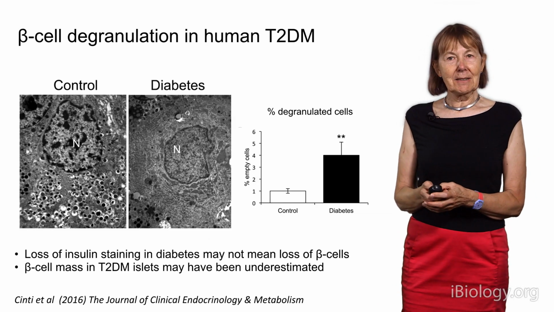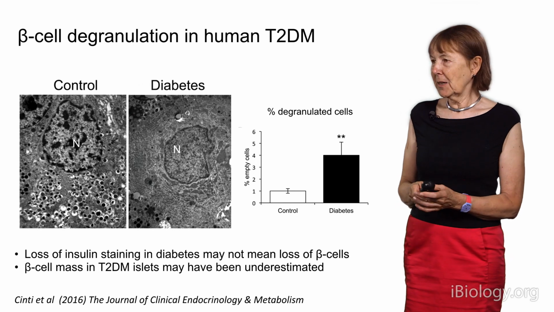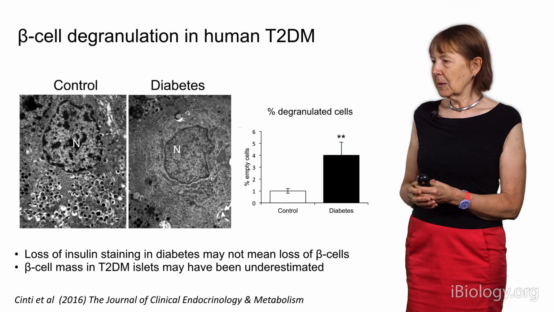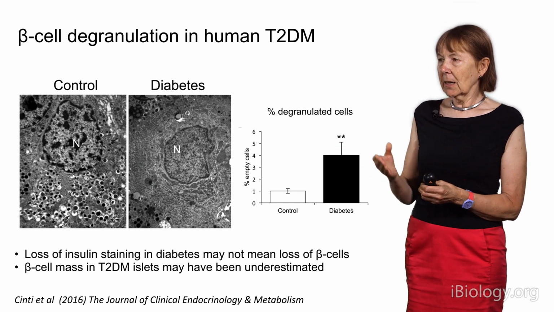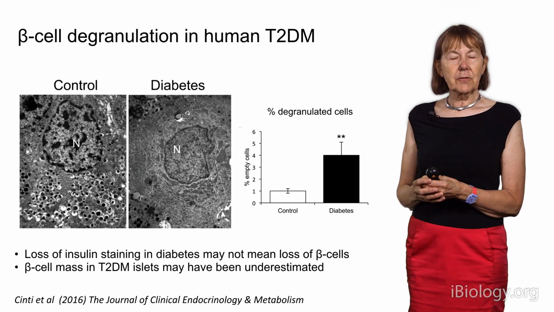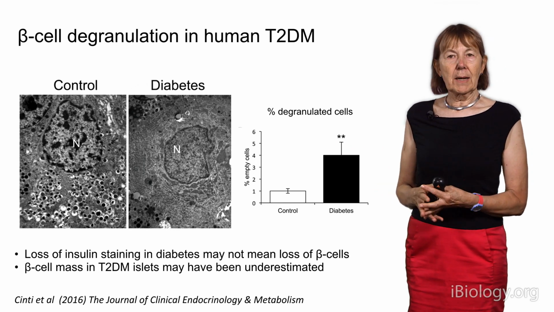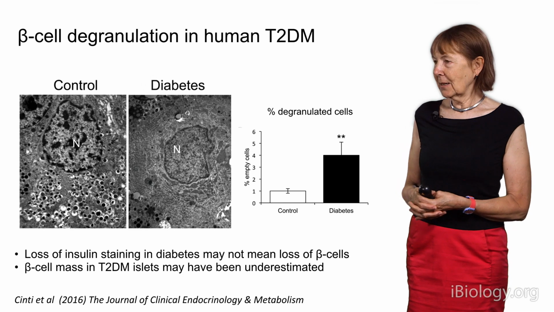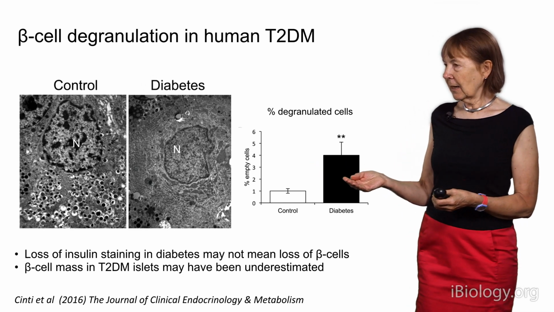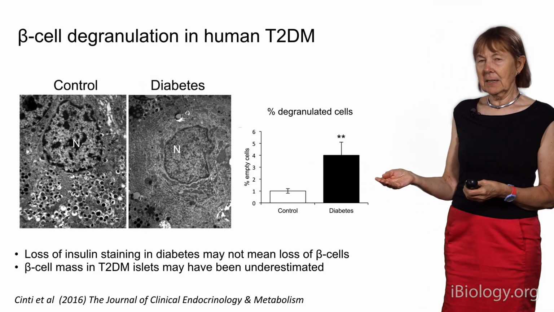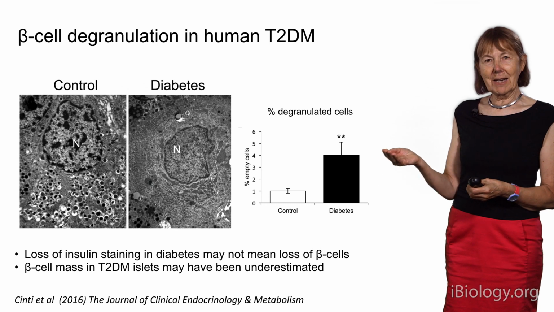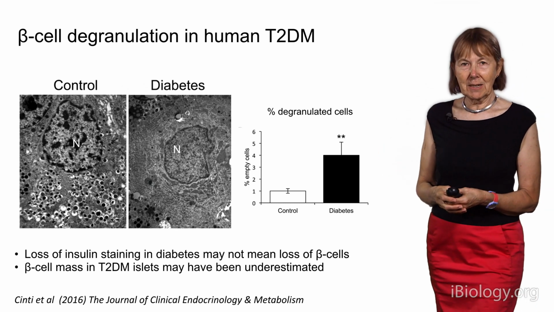And this is also seen in patients with type 2 diabetes. So on the left, in this paper by Cinti et al., you see a control islet from a human, and on the right, one in a patient who has type 2 diabetes. And they have plotted here the percent of degranulated cells, which, as you can see, also rises in diabetes.